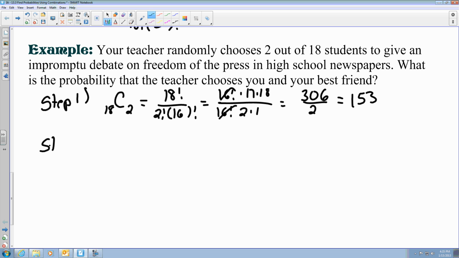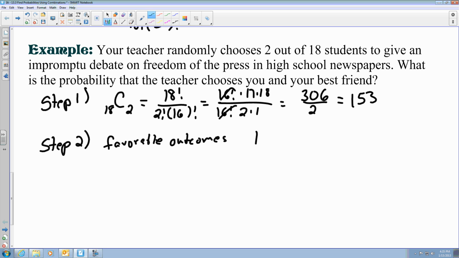Step 2 is I want to know how many favorable outcomes. So I want to know what the probability is that the teacher chooses you and your best friend. So it doesn't matter which order it's in. So there's only one favorable outcome where it's you partnered up with your best friend. That's the only outcome that works.